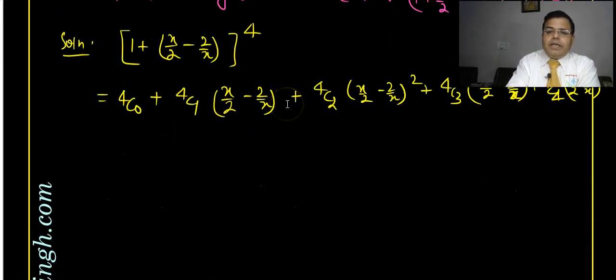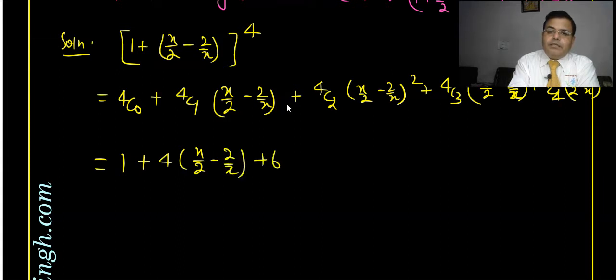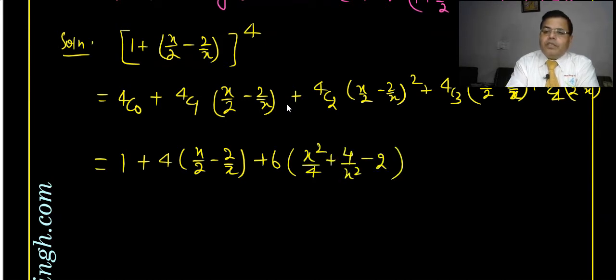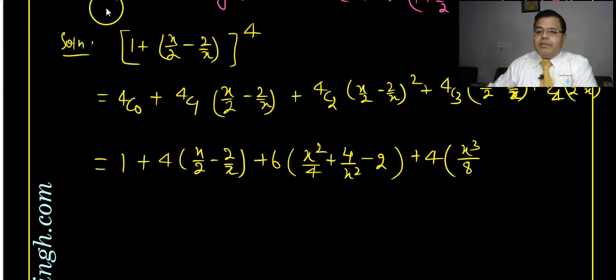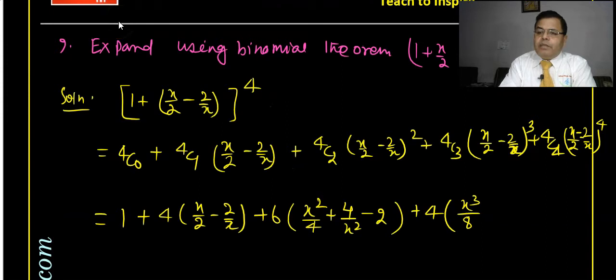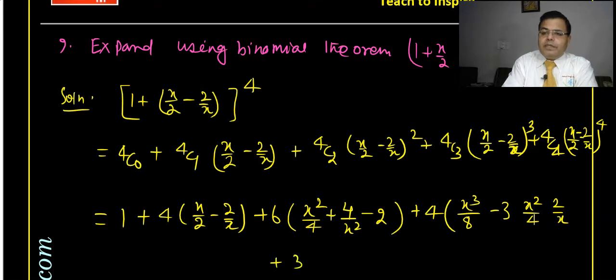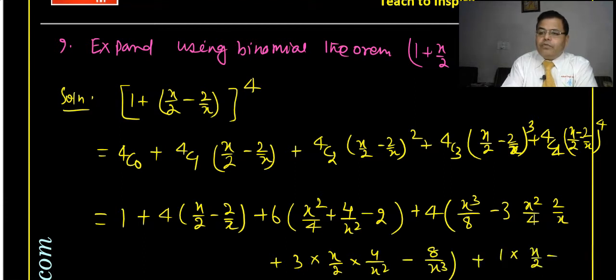Now 4c0 is 1, so we can write further this is 1, 4c1 is 4 into x by 2 minus 2 by x, plus 4c2 is 6, and that will be x square by 4 plus 4 by x square minus 2, because it will cancel. 4c3 is 4, and that can be written as x cube by 8, and a minus b whole cube. I can use it here, that is a cube minus 3a square b, 3a square, that is x square by 4 into 2 by x, plus 3ab square into x by 2 into 4 by x square, and minus b cube, 8 by x cube, and then 4c4 is 1 and x by 2 minus 2 by x whole to the power 4.